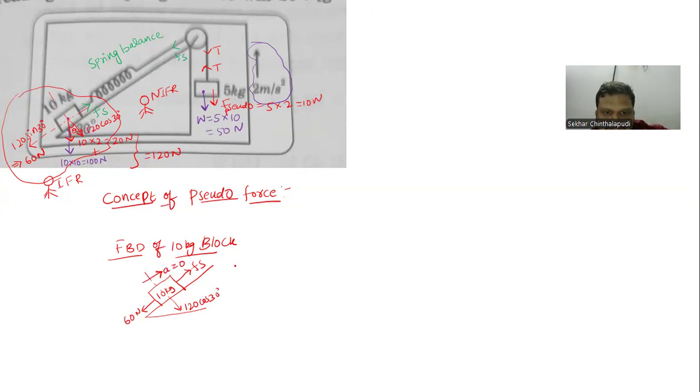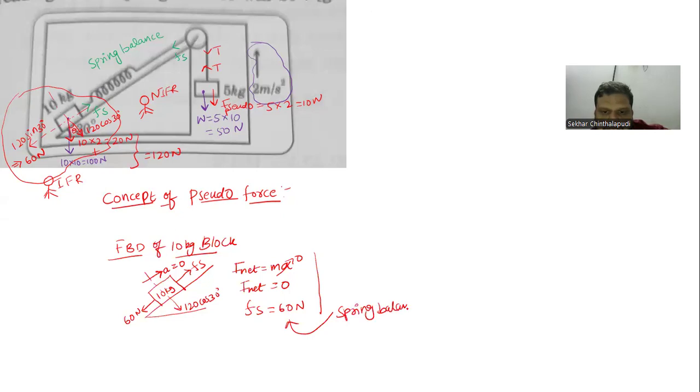From this we can say that F net equals mass into acceleration. We know acceleration is 0. So F net over here is 0. From this we can identify that along the acceleration direction, not the normal direction, we can write Fs equals 60 newtons. So Fs equals 60 newtons. This much reading will be seen in the spring balance.